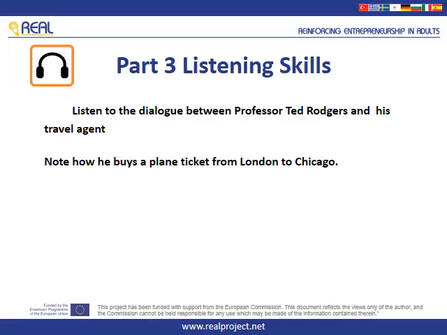British Airways, can I help you? Yes, my name is Ted Rogers, and I will buy a plane ticket from London to Chicago. When will you go to Chicago? I will go to Chicago on the 15th next month. Do you have any seats? Let me see. Yes, I have one on the 9:30 flight. How much is it? It's €8.